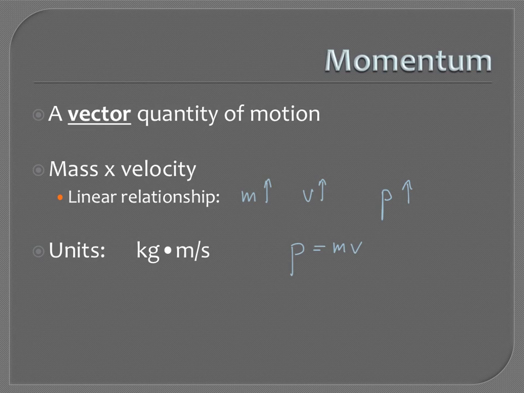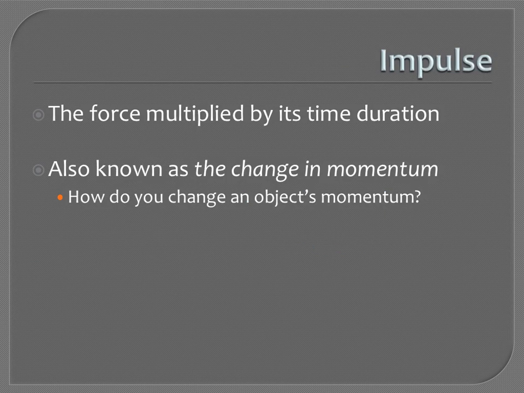Momentum by itself is a pretty useless quantity, I must say, but what's more important here is how momentum changes, and so that's going to lead into the next idea of impulse. Impulse here is the force multiplied by the time duration of that force. Impulse is given by the variable capital J. So capital J is equal to the force F multiplied by the time t. So J is equal to F times t.